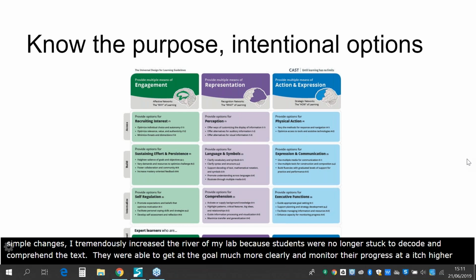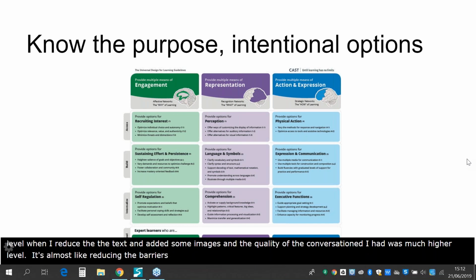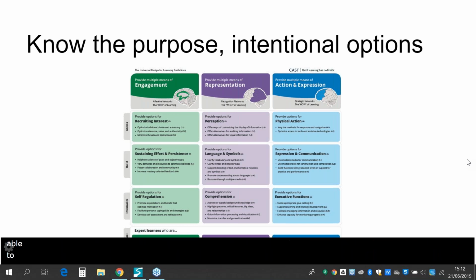It's almost like by reducing the barriers and all of the text and the decoding that they were trying to do in the lab, they were able to see more clearly the purpose of the lab and where we were trying to go with that content. And it was magical for me.